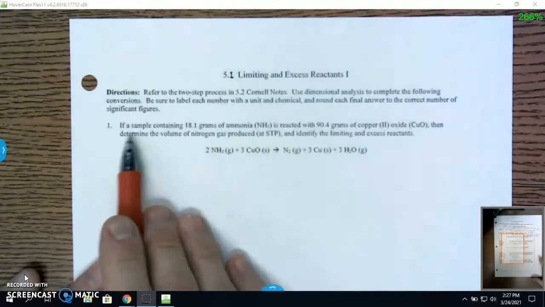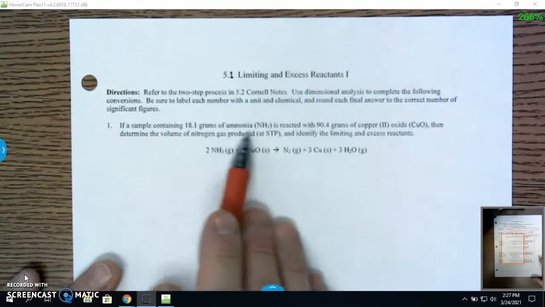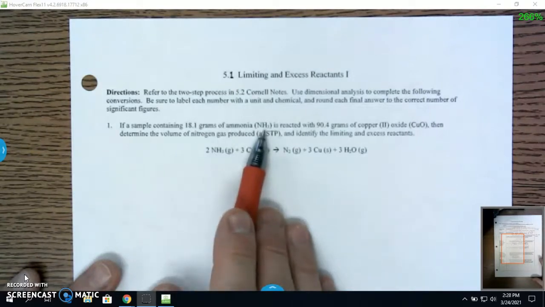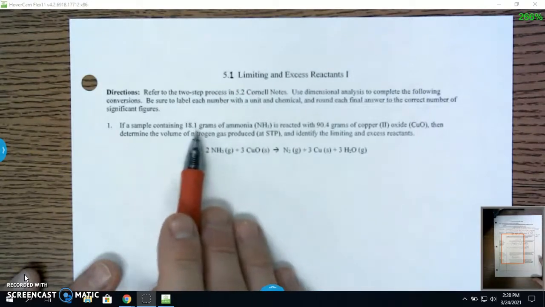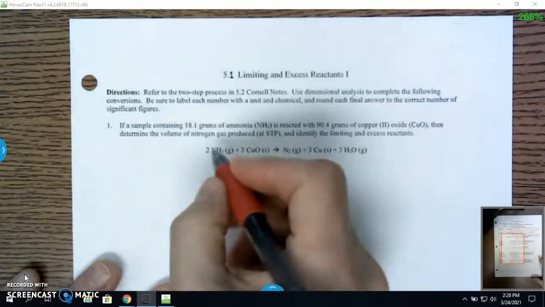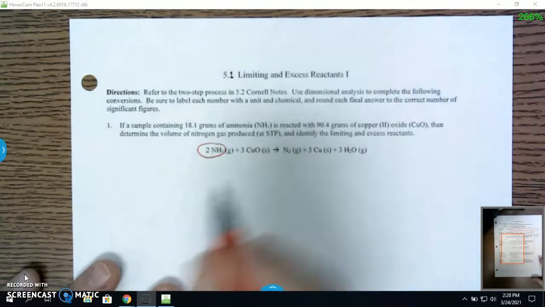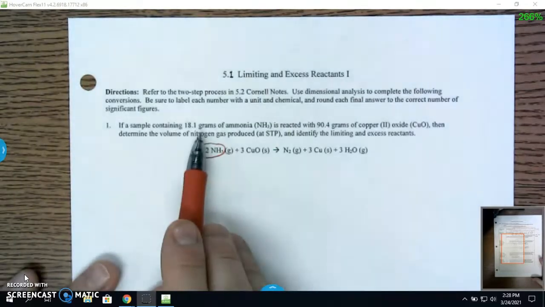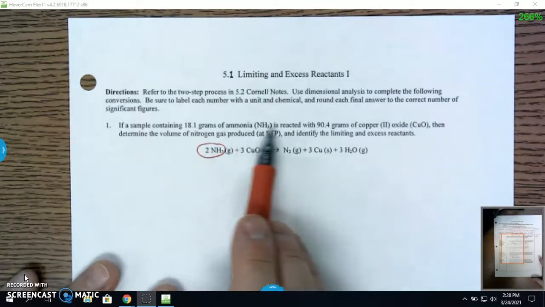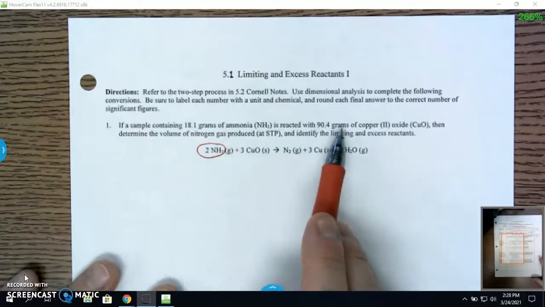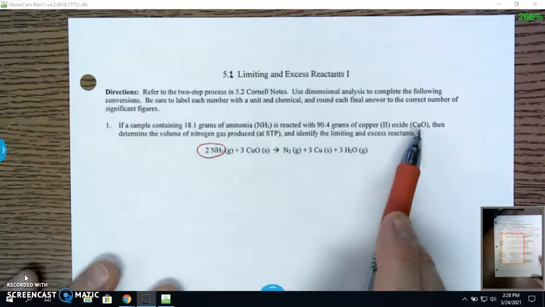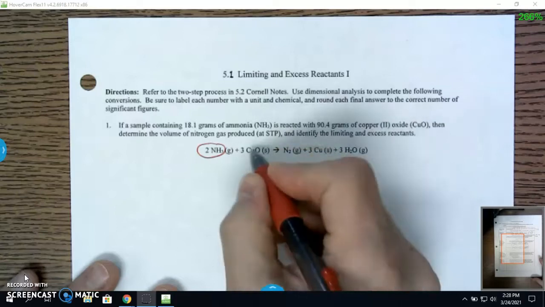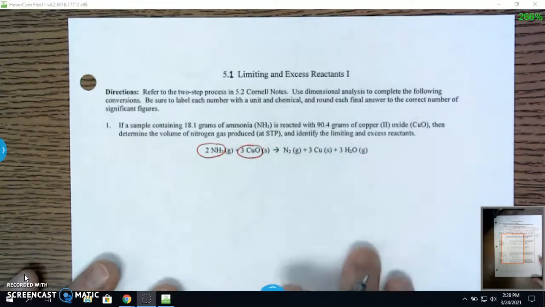It says if a sample containing 18.1 grams of ammonia, which is NH3. Now remember, anytime you read a given number, unit, and chemical, you immediately drop down and circle the chemical and the coefficient in the balanced chemical equation. So 18.1 grams of ammonia, it's reacted with 90.4 grams of copper 2 oxide, that's CuO. So we're going to circle that chemical and that coefficient.